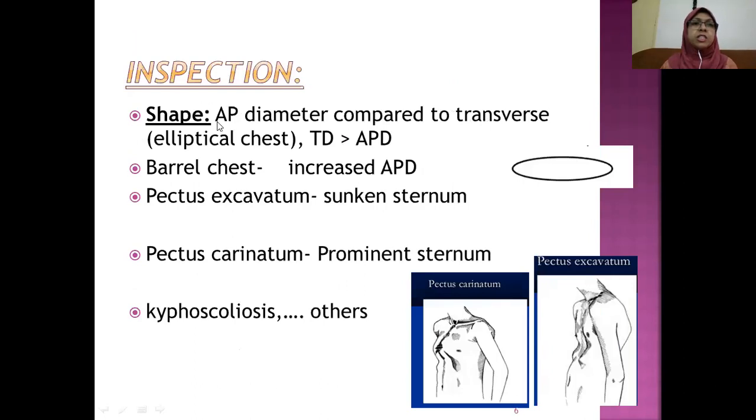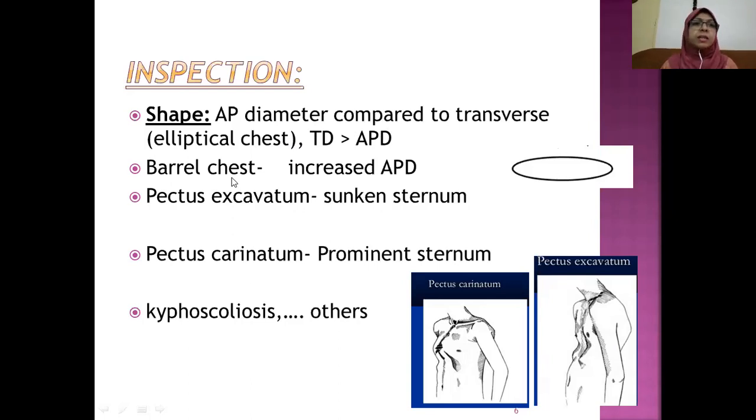On inspection of the chest, you have to look from the side, from the right side of the patient, as well as from the lower side, that is from the leg side of the patient, and you have to see the shape of the chest. Usually you compare the anterior posterior diameter with the transverse diameter, but in children it is not possible. Normally it is elliptical in shape. The transverse diameter is more than the anterior posterior diameter.